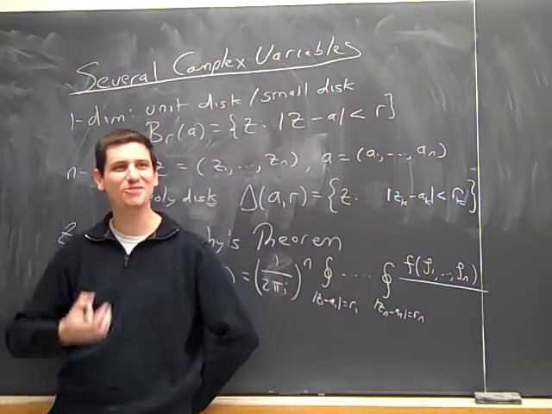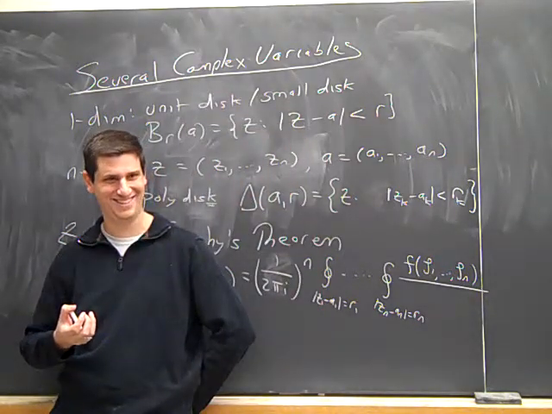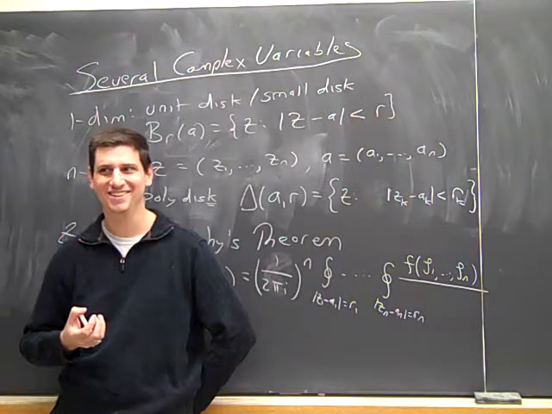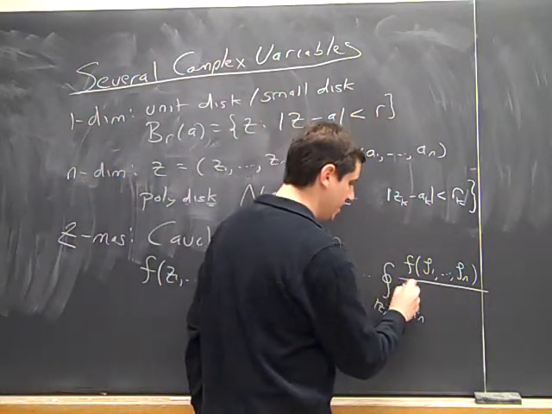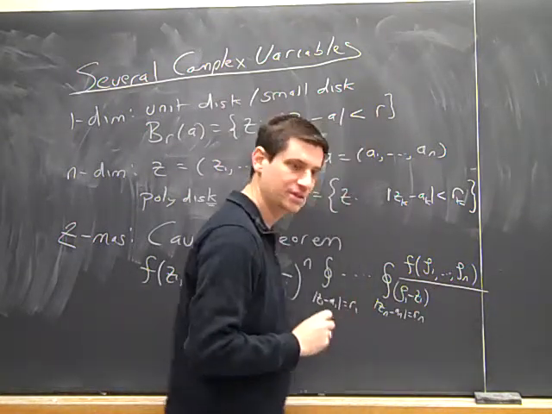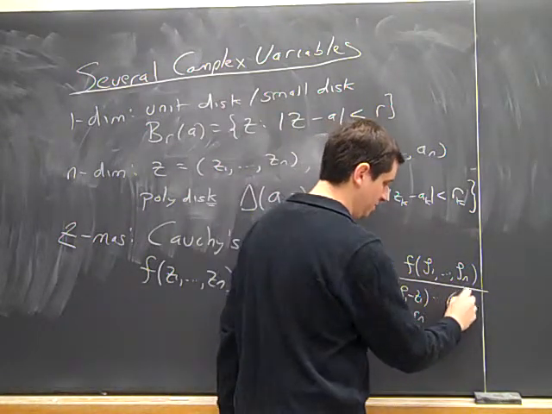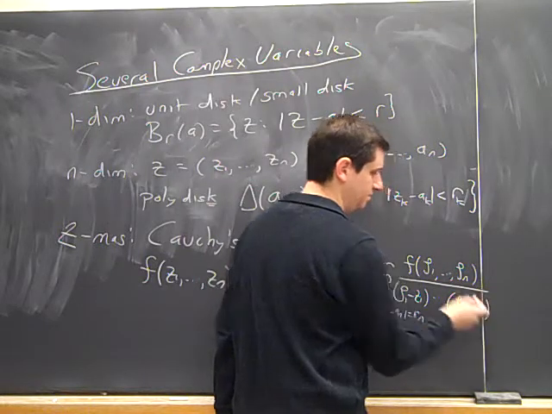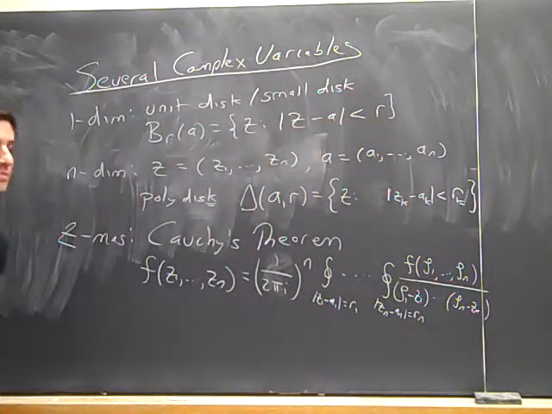So again, a good way to review what we've done in one dimension. It would be zeta minus z. So in one dimension it would be zeta minus z. So it becomes zeta 1 minus z1, dot dot dot, zeta n minus zn. And the proof is essentially to keep applying Cauchy's theorem again and again.